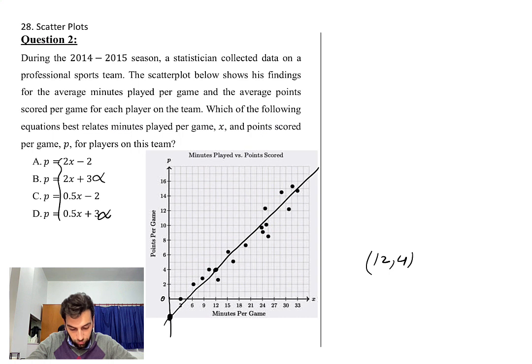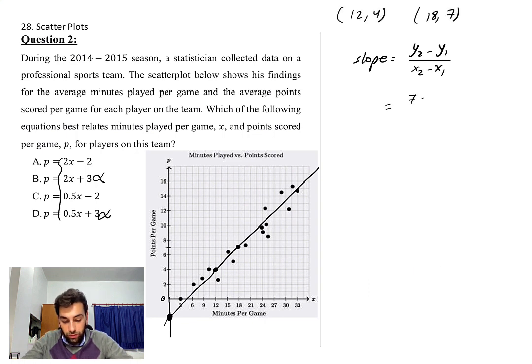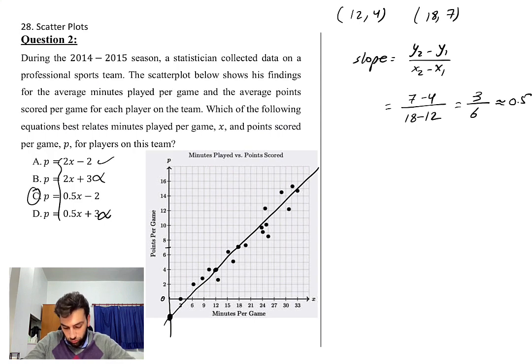Let's choose another point, for example, this point here, which is at x equals 18 and y equals 7. So 18 and 7. So my slope should be y2 minus y1 over x2 minus x1, which is equal to 7 minus 4 divided by 18 minus 12, which is equal to 3 over 6, which is approximately equal to 0.5. Thus, my answer is choice C and not choice A.